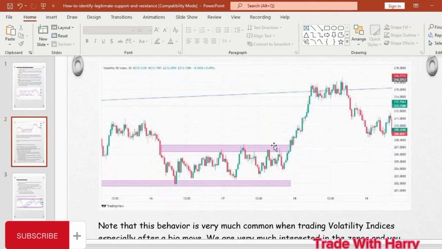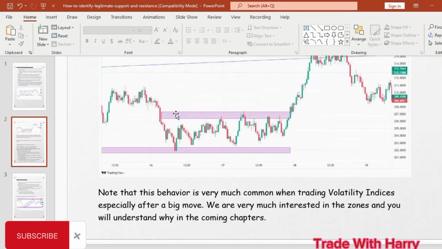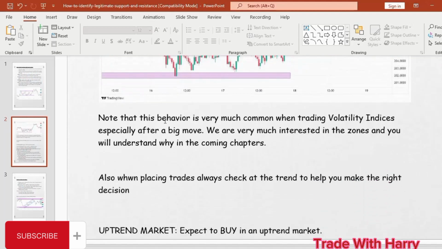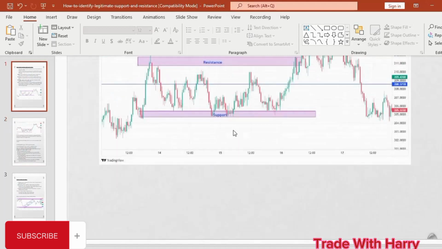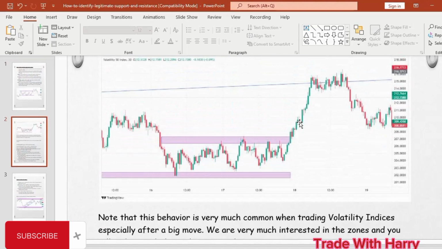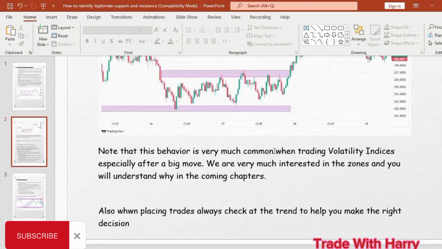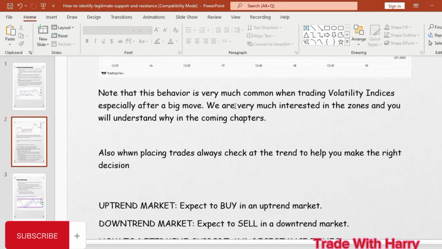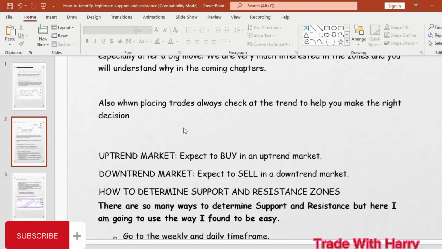See here, this is another example of a valid support zone and a valid resistance zone. Note that this behavior is very common when trading volatility indices, especially after a very big move. You're seeing here there was a very big move, and also here another big move, so another support is going to be formed here. We are very much interested in the zone, and you will understand why in the coming chapters.